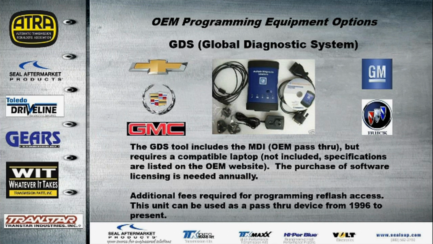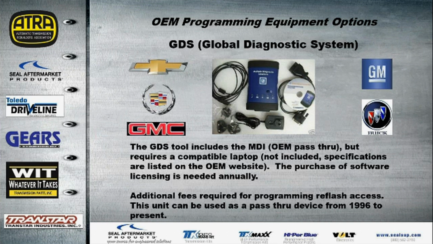So just to keep in mind, this is a forward-moving device. The GM LAN system has compatibility, and it also reaches all the way back to 1996 for programming. So we can do flash programming back to 1996 with this GDS system, which is very noteworthy. Keep in mind, this does not include a laptop. You have to buy your own laptop, and you want to make sure that you get specs off of the OEM website. Licensing is extra, and access to reflash software is extra.